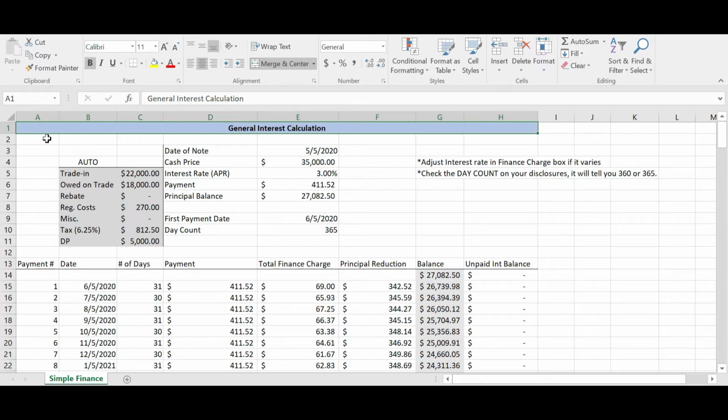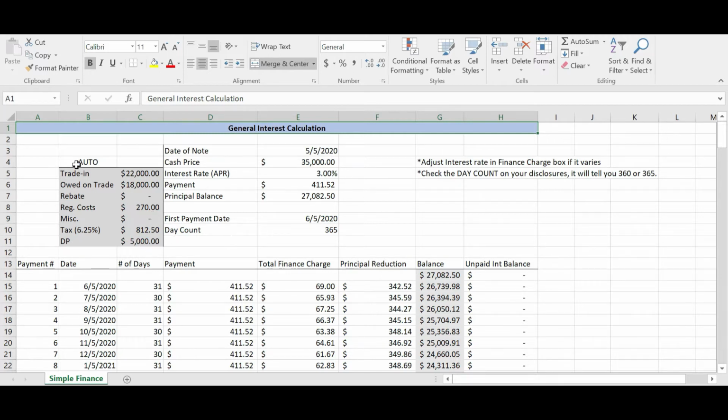Now you can tell it's primarily based on an auto calculation, so for financing a motor vehicle, and that's what this information is over here. You can see all my variables. I got trade-in, your amount owed on your trade-in, any rebates, registration costs, miscellaneous, which is going to be any of your warranties you want to purchase, any of your ancillary products, or even accessories to the vehicle. You got your tax rate and then DP for down payment.